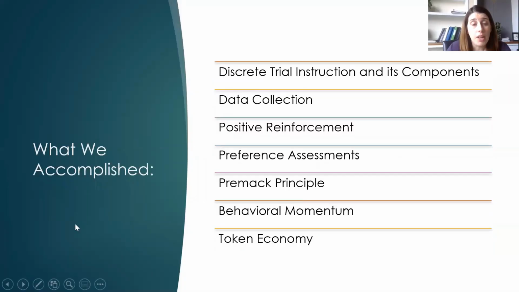So we've talked about a lot of things today, kind of broken up into segments. We've talked about discrete trial instruction and all of its components. We've talked about data collection, positive reinforcement, preference assessments, the Premack principle, and behavioral momentum. And then we just finished up with token economy.